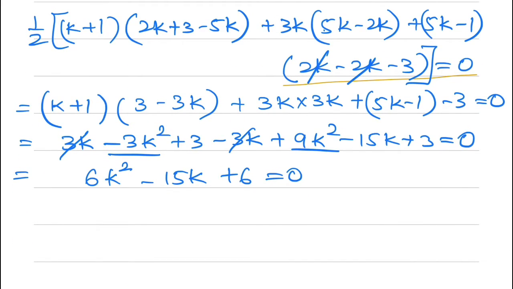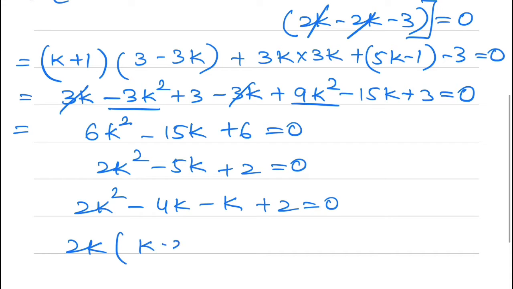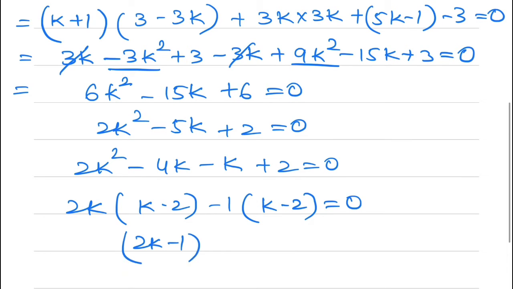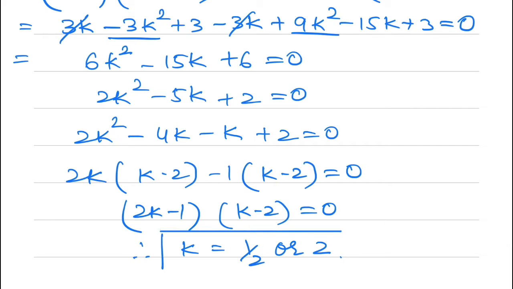So we have a common factor 3. So 2k square minus 5k plus 2 is equal to 0. We have to factorize this equation, and we have to find two numbers such that sum is minus 5 and product is plus 4. So we have 2k square minus 4k minus 1k plus 2 is equal to 0. So 2k is common, k minus 2 minus 1 is common, k minus 2 is equal to 0. 2k minus 1 into k minus 2 is equal to 0. Therefore k is equal to half or 2. So this is the answer.